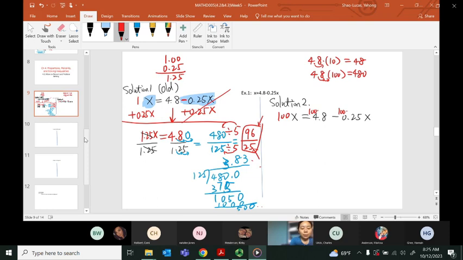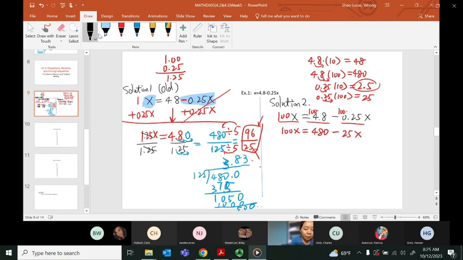I choose 100 because 0.25 has 2 decimal places. If I multiply 0.25 by 10, I can only move it to the right 1 time. That gives me 2.5, which still contains a decimal. So that's why I chose to multiply by 100, because 100 has 2 zeros. That will move the decimal point to the right 2 times. That gives you 25. And the reason I want to do that is, look, after we multiply every term by 100, look what happens. No decimals anymore.